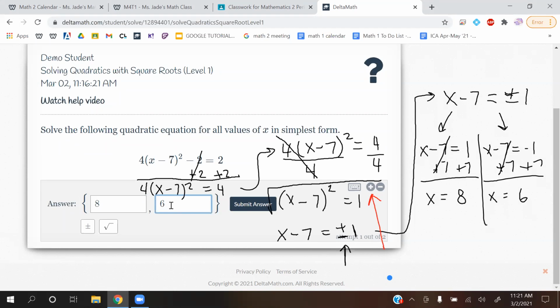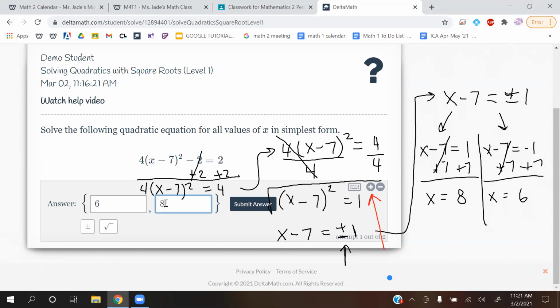And by the way, you can put 8 in the first and 6 in the second, or you can switch it, 6 and then 8. It doesn't matter. The order doesn't matter. These are just saying there's two answers. One of the answers is 6. The other answer is 8. It doesn't matter if you switch it out.